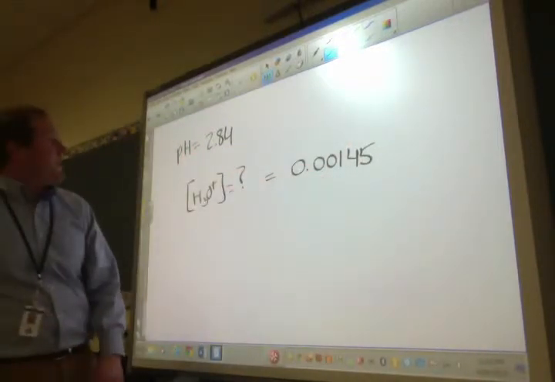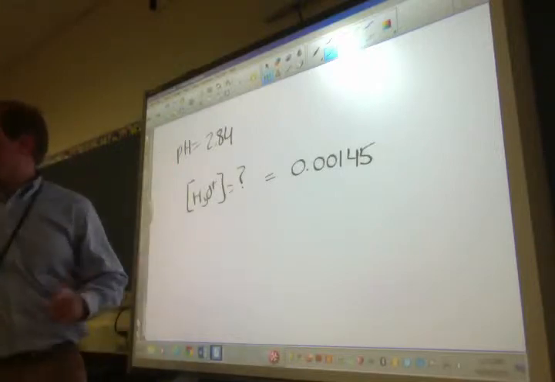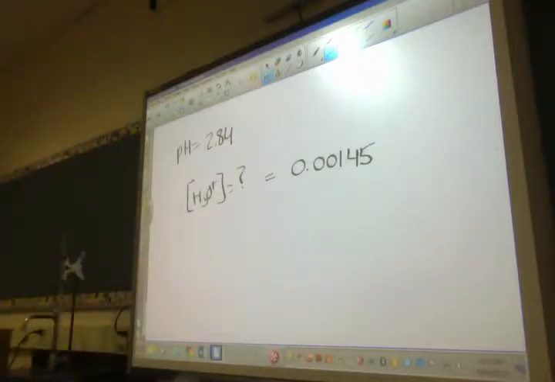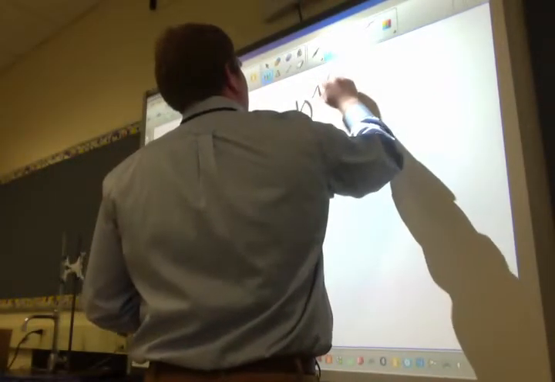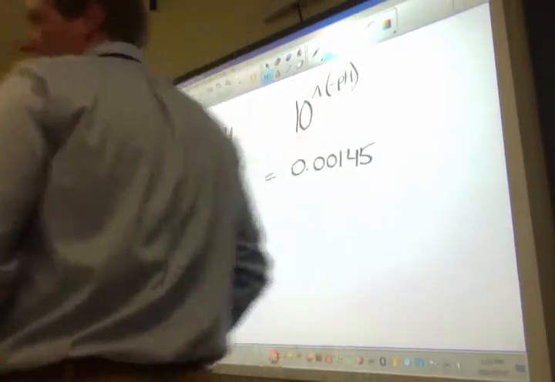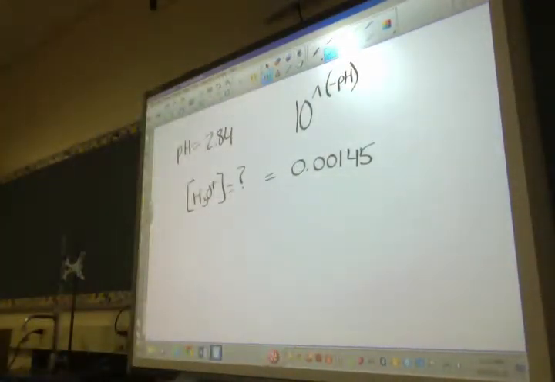Got it. The formula is 10 to the negative pH. In your calculator, you just do 10, and then a little arrow, and I would suggest you do it in parentheses, the negative pH. 10 to the negative 2.84. I didn't do that. What did you do? I just did that. It worked. Maybe it doesn't work that way.